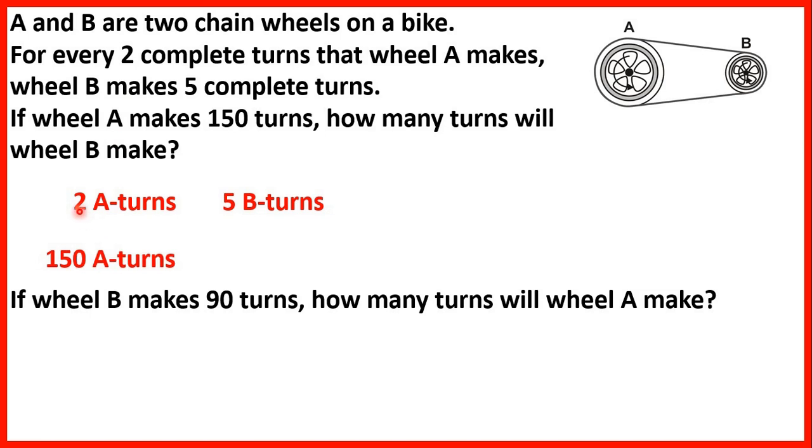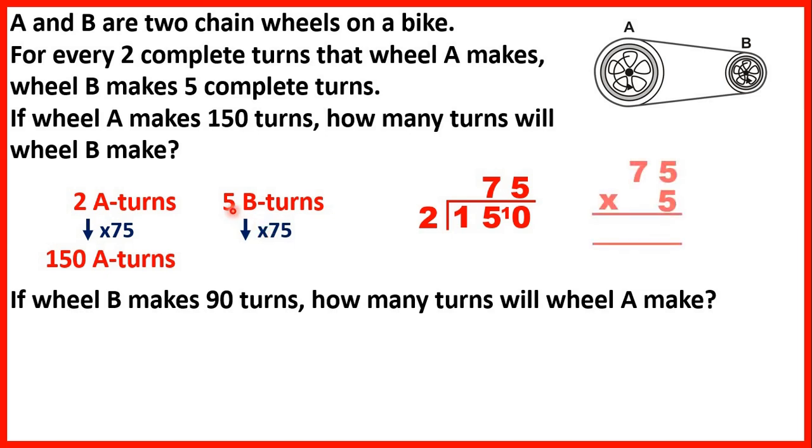So we need to think 2 times what is 150? Well, if we divide 150 by 2, we get 75. So 2 times 75 is 150. So to work out the total number of B turns, we need to multiply by 75 as well. So work out 5 times 75. We can use short multiplication, and that gives us 375. So that's how many turns wheel B will make.